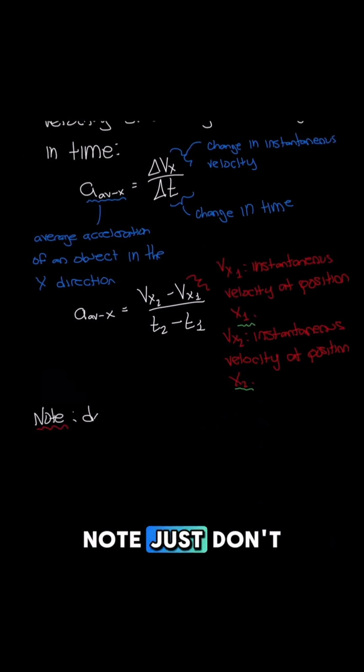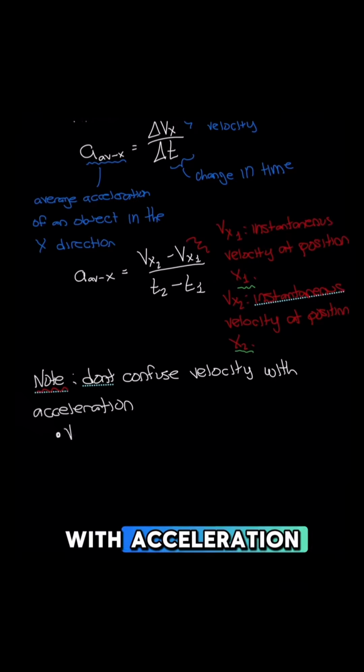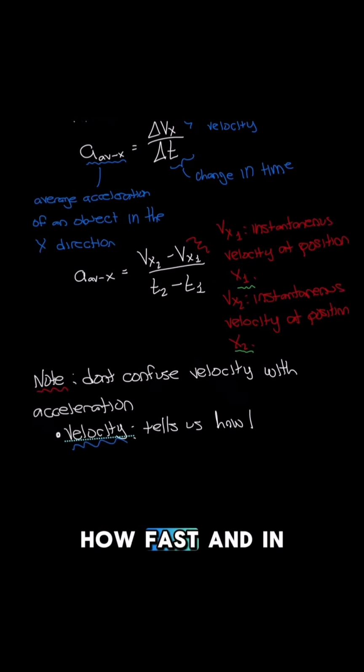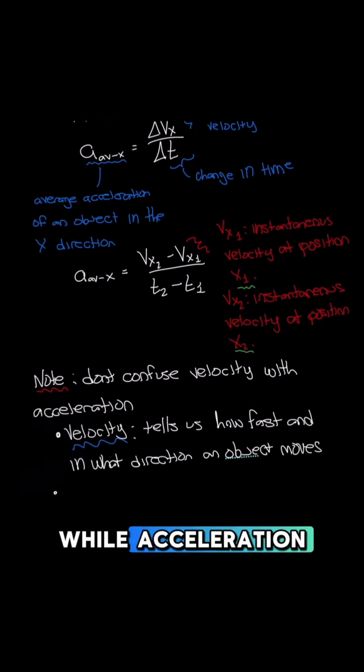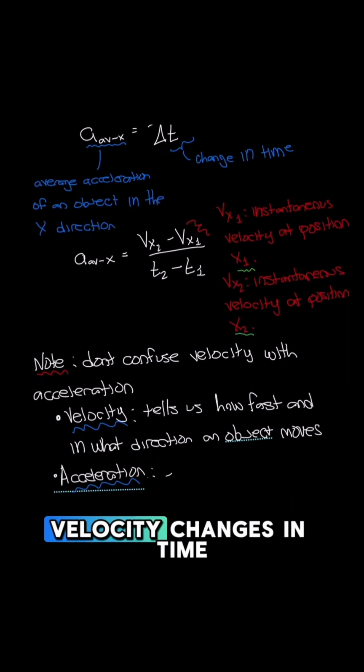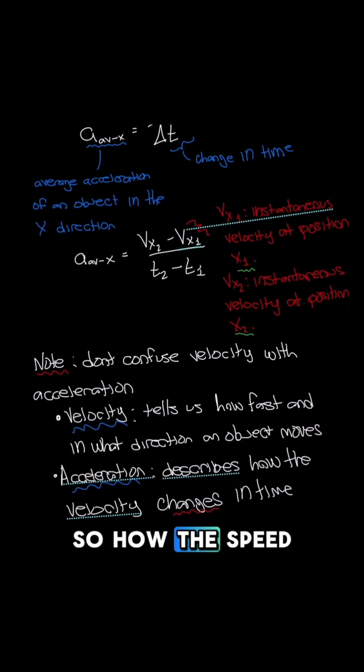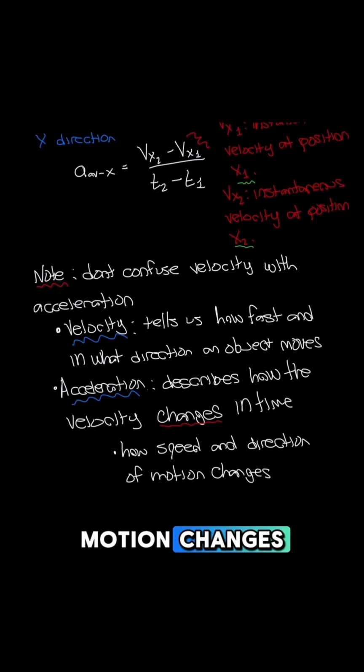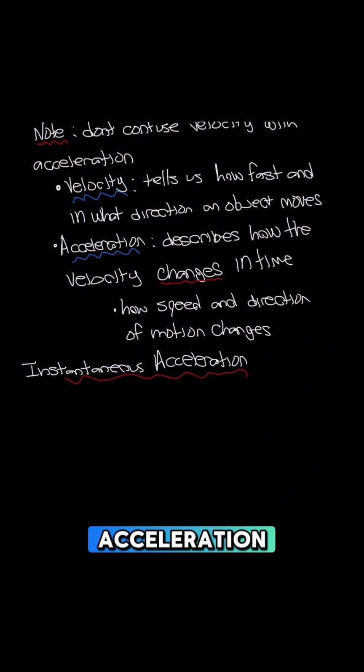Now, one useful note, just don't confuse velocity with acceleration. Velocity tells us how fast and in what direction an object moves, while acceleration simply tells us how the velocity changes in time, so how the speed or the direction of the motion changes. Now we can look at instantaneous acceleration.